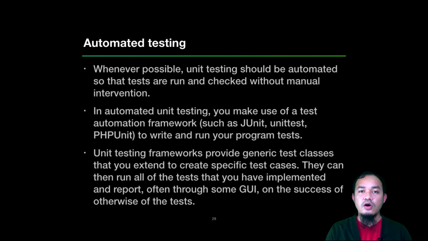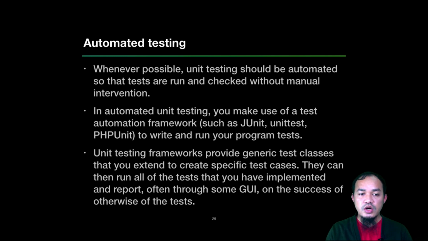Automated testing. We don't want to write and run the tests again and again by ourselves, so we want the tests to run by themselves. For that we have to use some kind of framework to help us. We have many frameworks according to the application or programming language. For example, in Java we have JUnit for unit testing, in Python we have unittest, and in PHP we have PHPUnit to write automated tests.